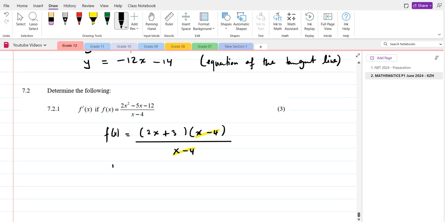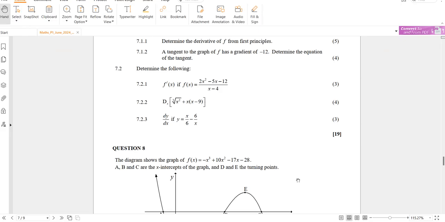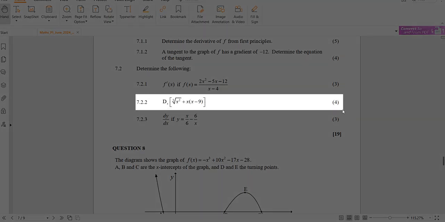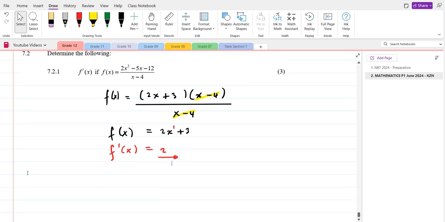So we have f of x, which is 2x plus 3. Therefore f prime x is finding the derivative: 2x is 1 times 2 is 2, x to the power 0, so just 2, and the derivative of a constant is 0. That's it. So what's f prime x? 2. Next question. Now very important in using this notation is writing it in exponent form.